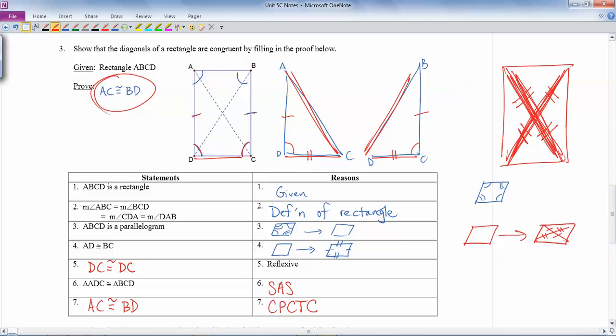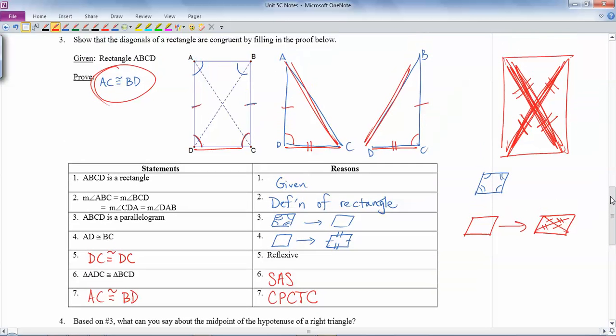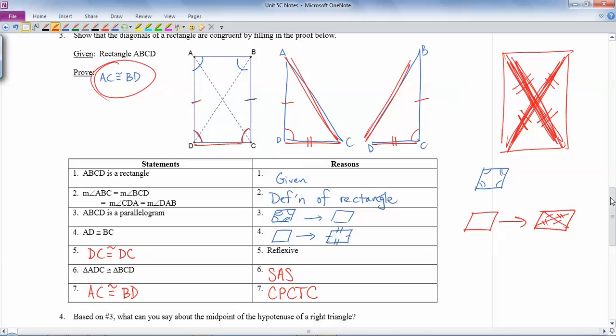Which comes in handy, because then you've got a lot of isosceles triangles to work with if you're solving for X, doing one of those problems. So let's take a look at 4. Number 4 says, based on number 3, what can you say about the midpoint of the hypotenuse of a right triangle?